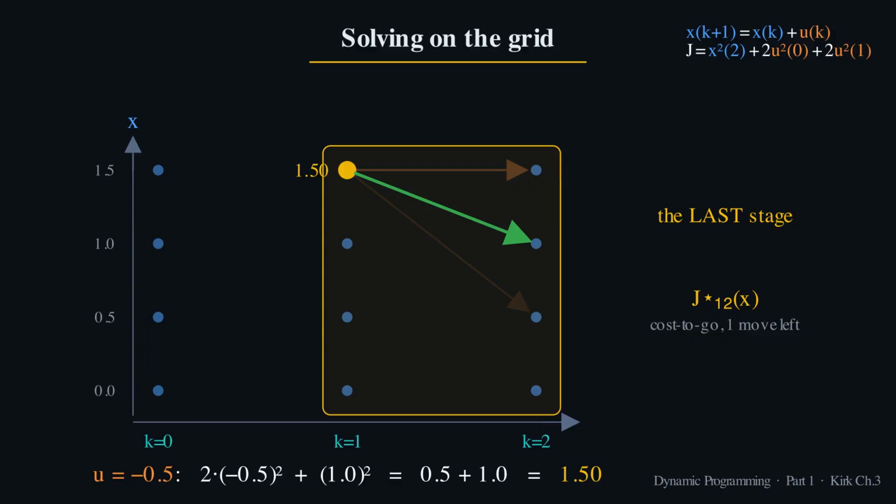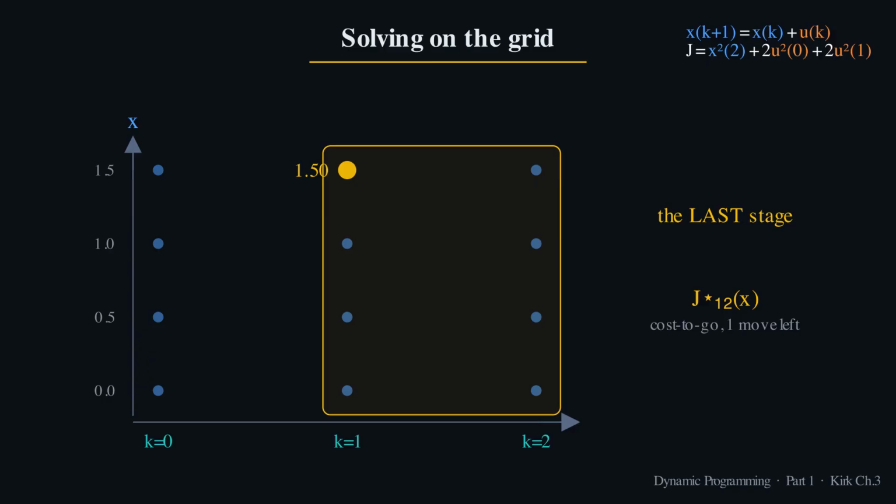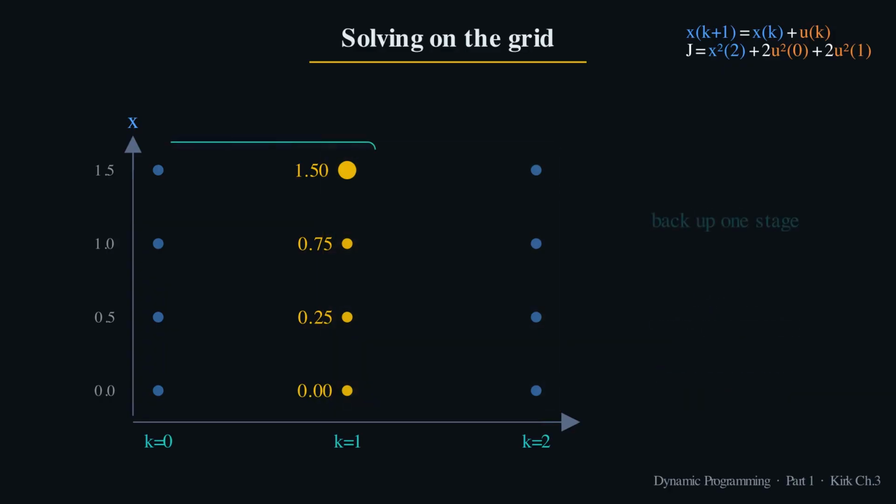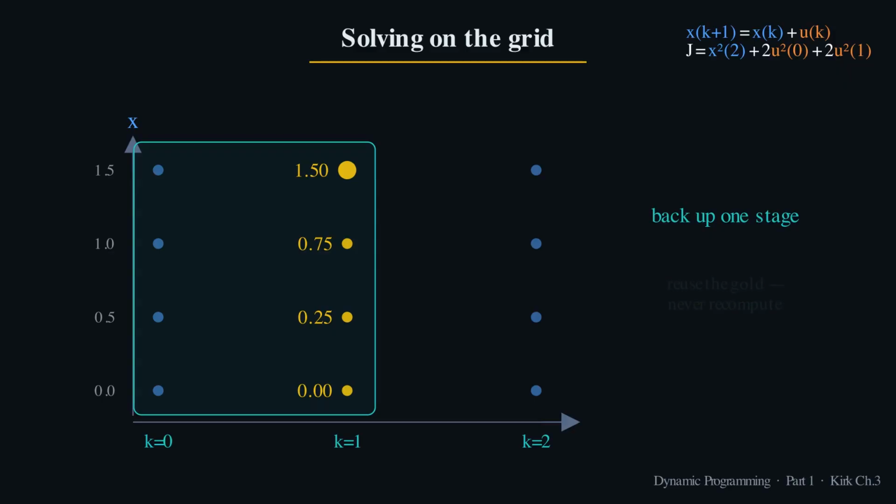Now do the very same thing at every dot in that stage. Each one earns its own gold cost to go. The last stage is solved. Then back up one stage, and here is the magic. From a dot at stage 0, you try each control again. But you do not resolve the rest of the trip. You simply add this step's penalty to the gold number already sitting on the dot you land on.